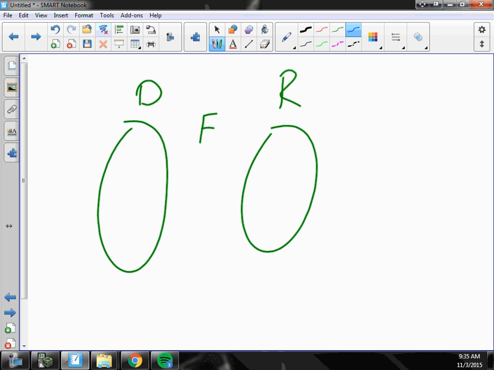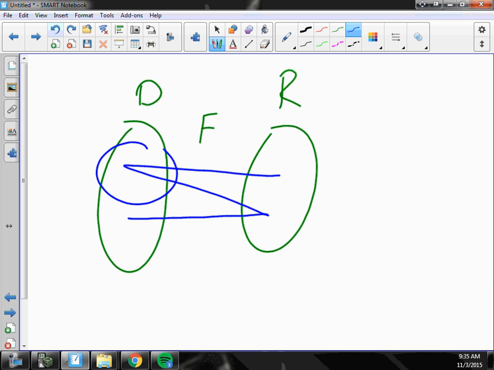So, is that a function? Yes. That's not a problem. What about this? Is that a function? Every domain only hits one range, so yes, that's okay. But if I do this, that is not a function because this domain goes to two different ranges.